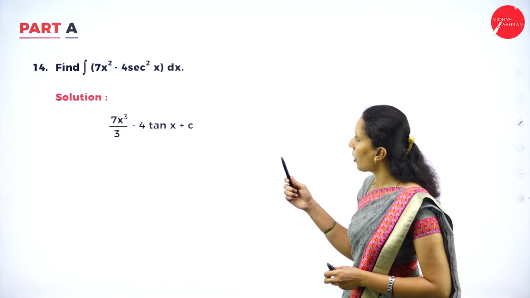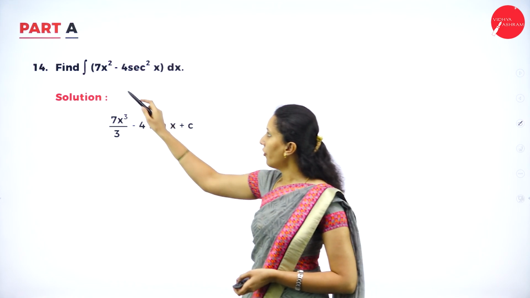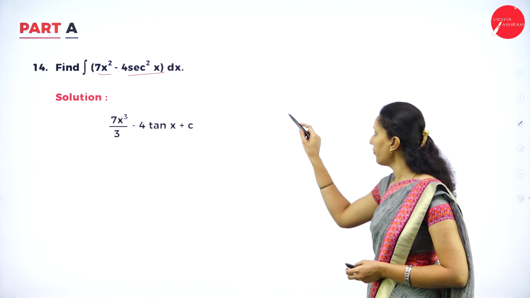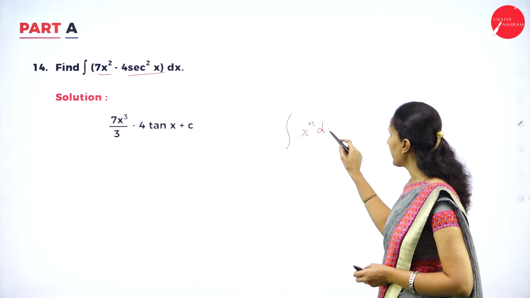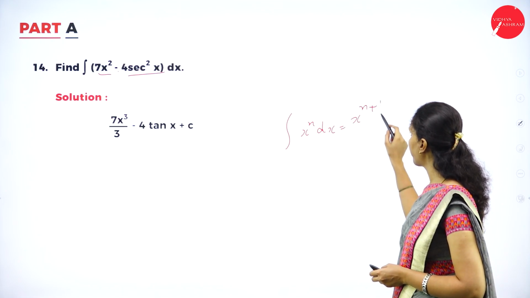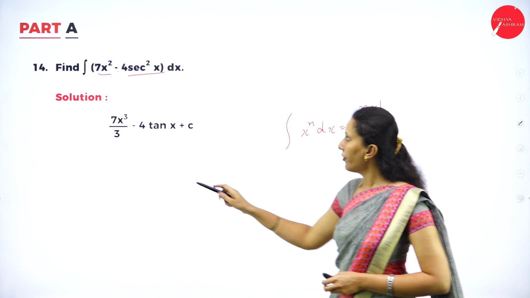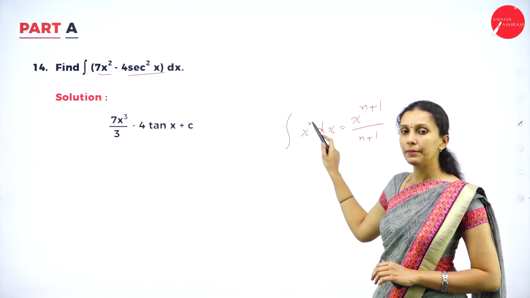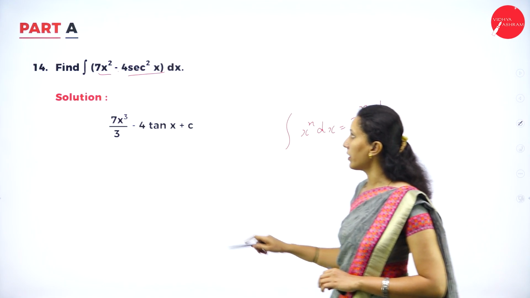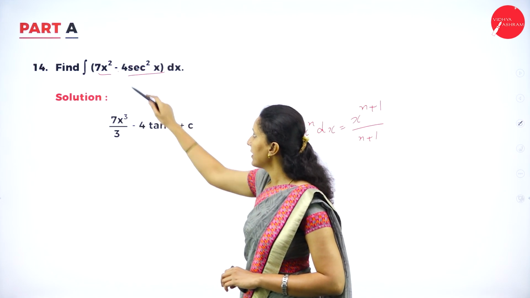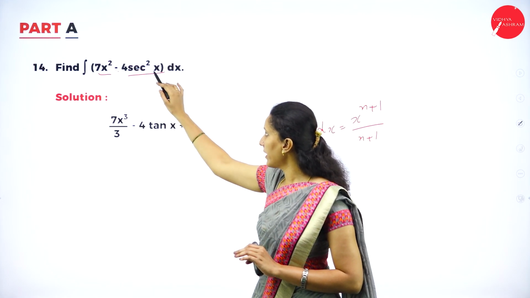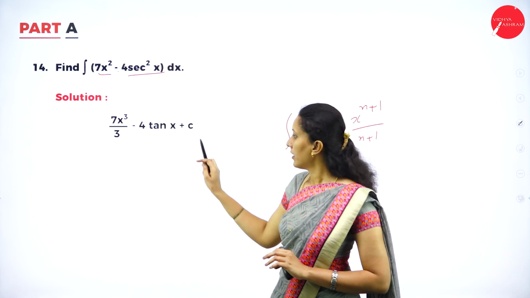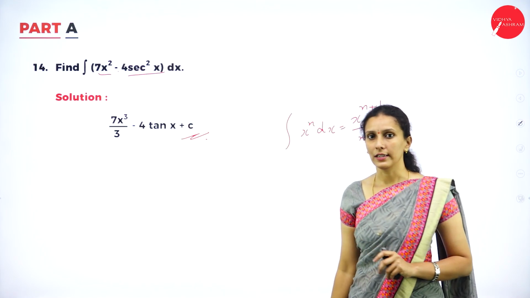So next we have a problem from integration, that is integration of 7x square minus 4 secant square x dx. So we know that integration of x to the power n dx is nothing but x to the power n plus 1 by n plus 1. So here it is x square, hence it must be x cube divided by 3. And integration of secant square x is tan x. Since 4 is a constant, we keep the constant and integrate only the function. Integration of secant square is tan x plus the integration constant. So this is the value of the integral.